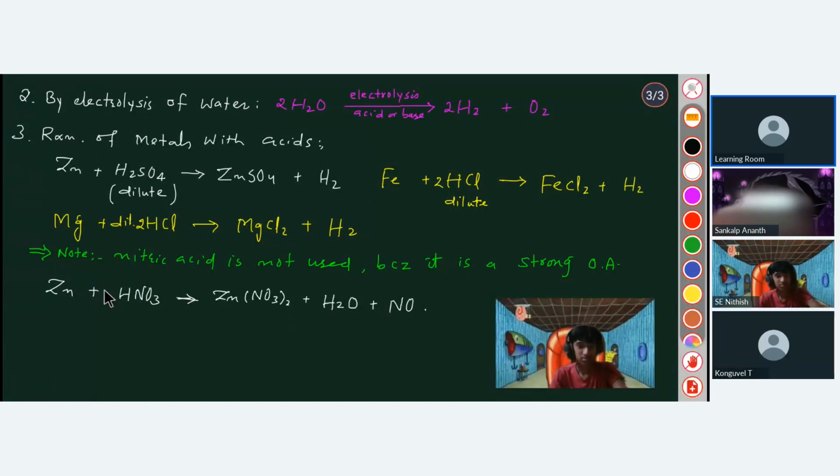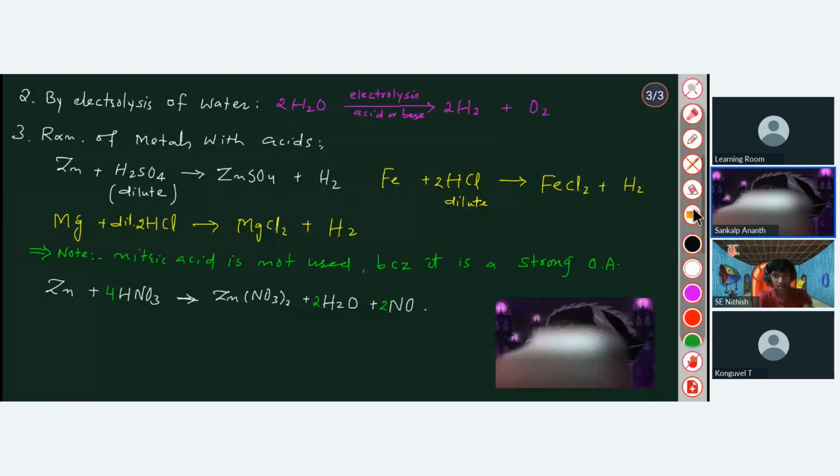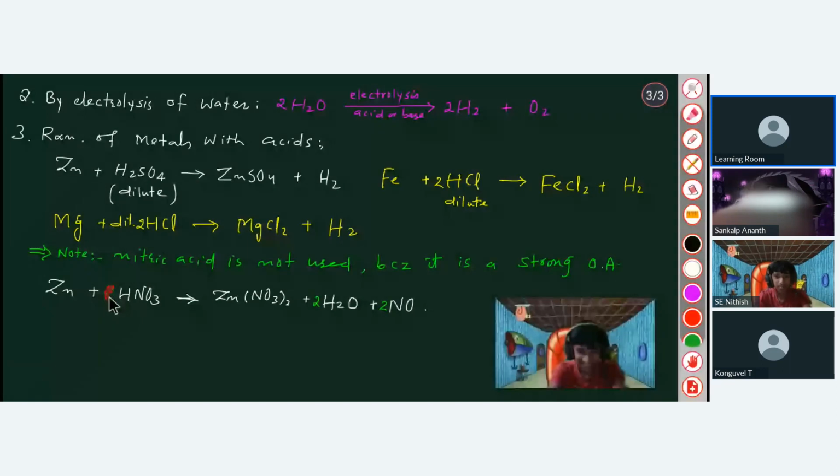Okay, let me try it here. If you are saying 4 here, I'm almost done. Oxygen atoms are not balanced here. If it is not getting balanced by 4, then you just try it by 5. If it is still not getting balanced, you try it by 6, then 8. Okay, tell me. Oh, you already did it?